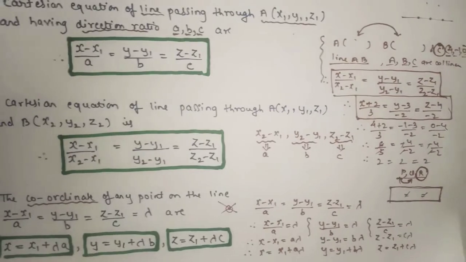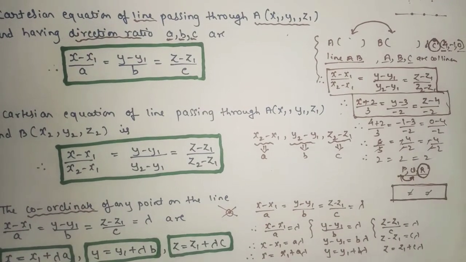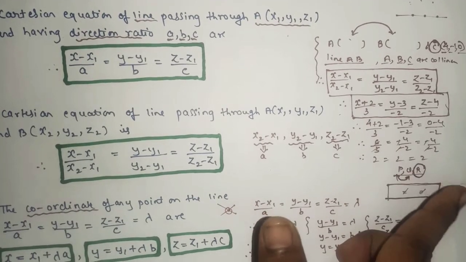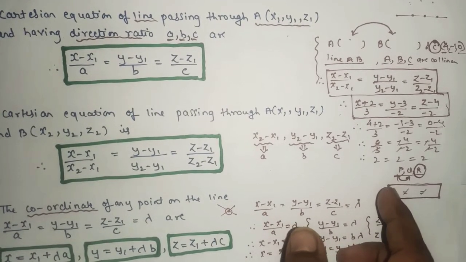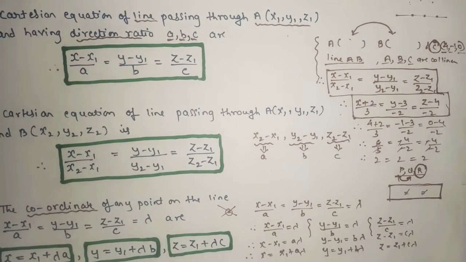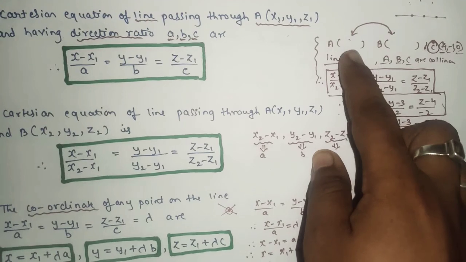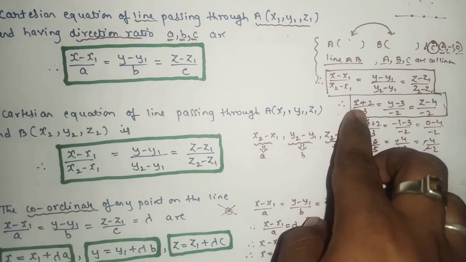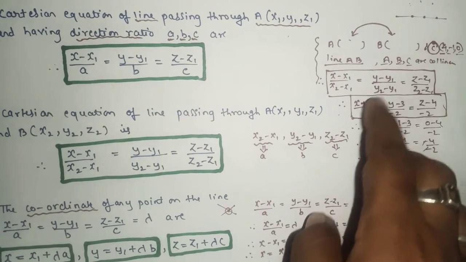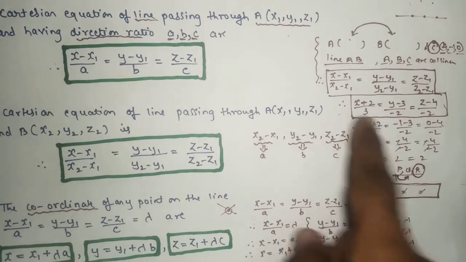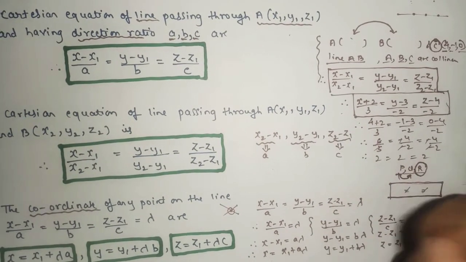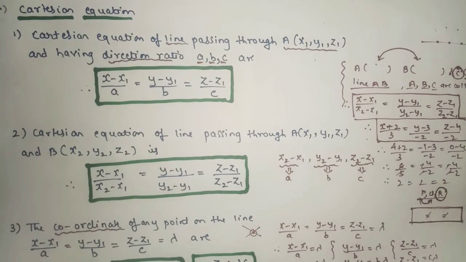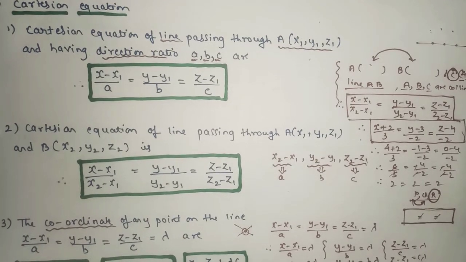And there was one very important sum, as I told, in the exercise, where you have to show that the points are collinear. If you want to show that the points are collinear, first you will find the Cartesian equation of the line AB. After getting the answer, you will substitute the coordinates of C in the Cartesian equation. If the ratios are equal, only then can we say the points are collinear. All this we had seen in the last lecture.